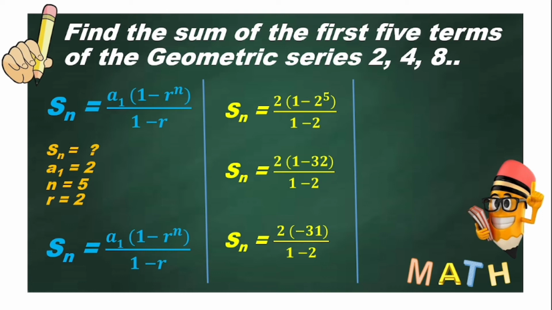Simplifying the equation, we can write it as S sub n is equal to negative 62. That is actually the product of 2 and negative 31 over negative 1. Negative 1 is obtained from 1 minus 2. Now, dividing negative 62 by negative 1, we have S sub n is equal to 62. Therefore, the sum of the first 5 terms of the geometric series given in this example is 62.